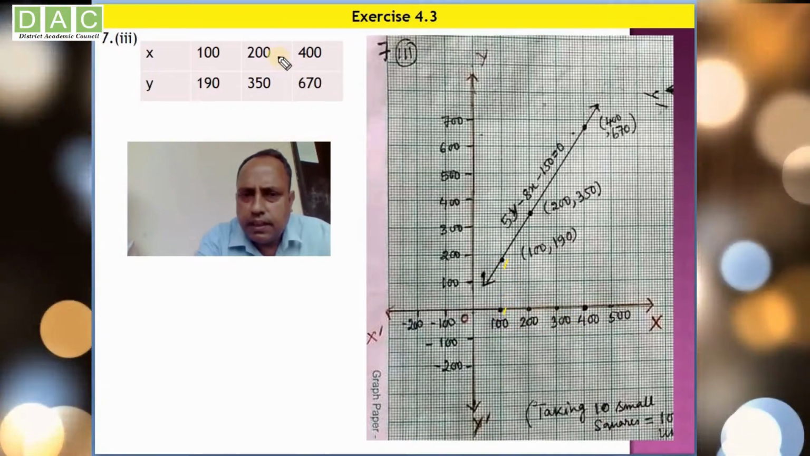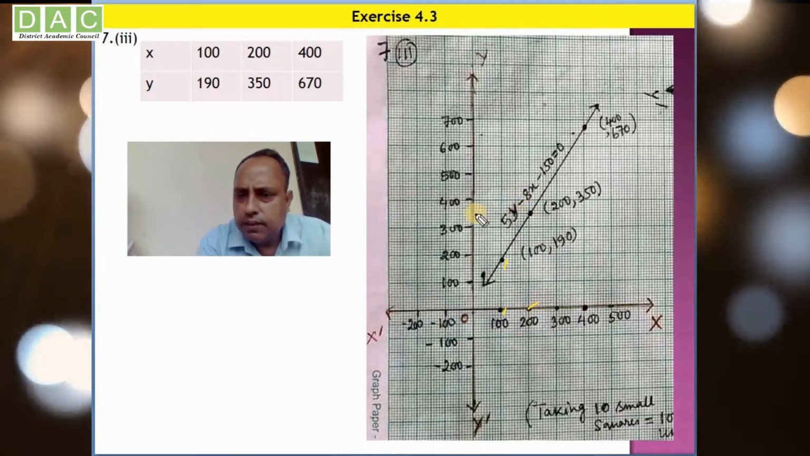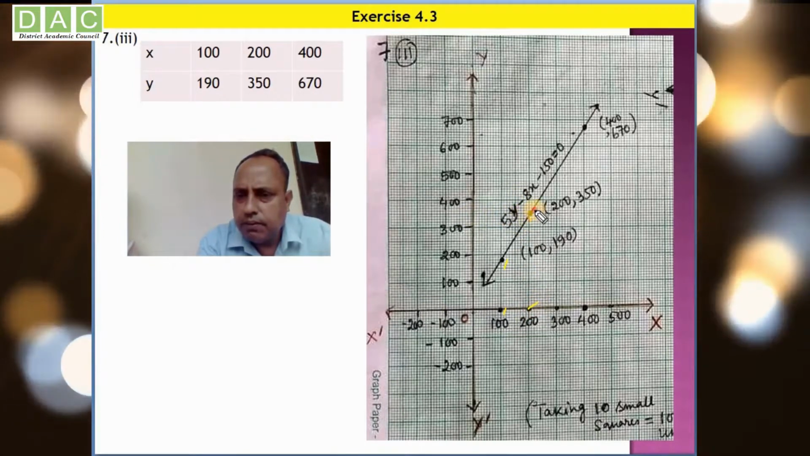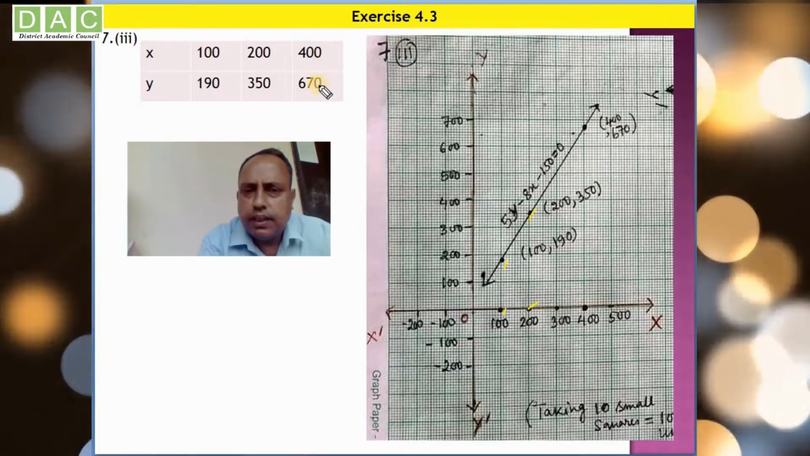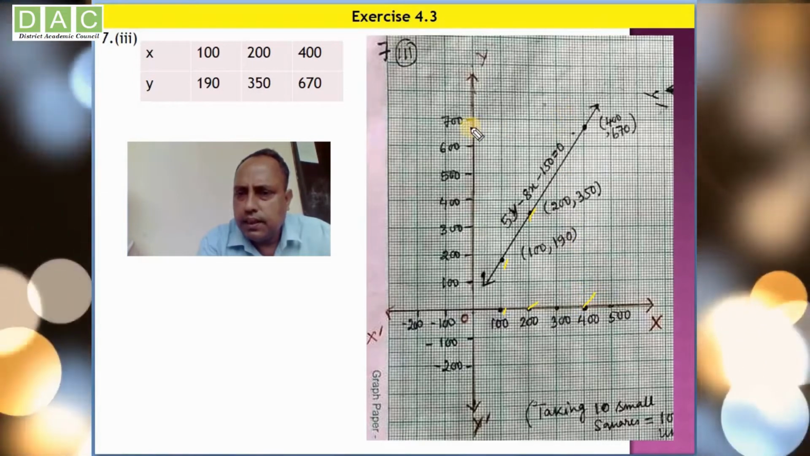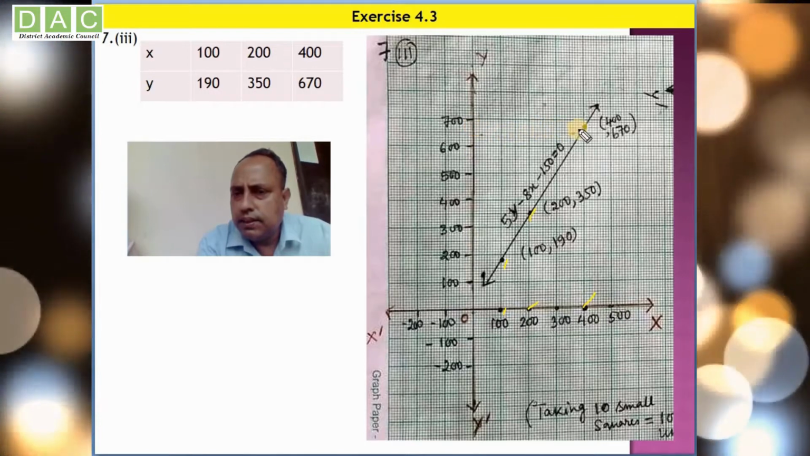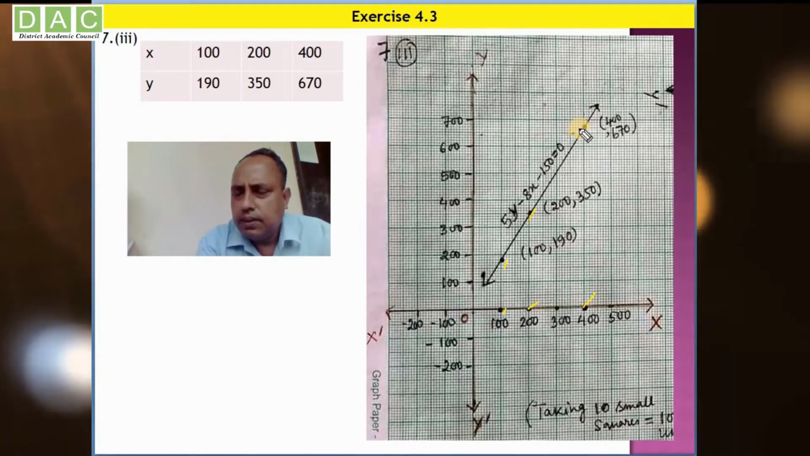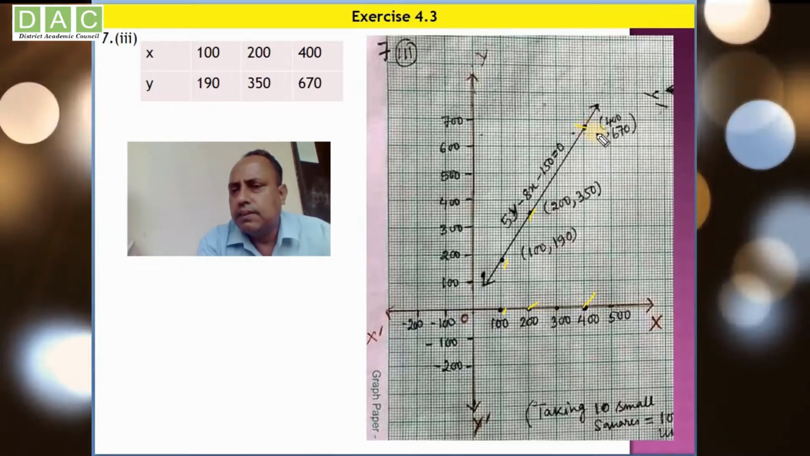The second one is 200 and 350. 200 and 350 is in between 300 and 400, the middle one. This one is 350. Second point. The last point is 400 and 670. For x 400 and y is 600. This one is 650, 60, 70. It means one small square is 10. So this one is 670.